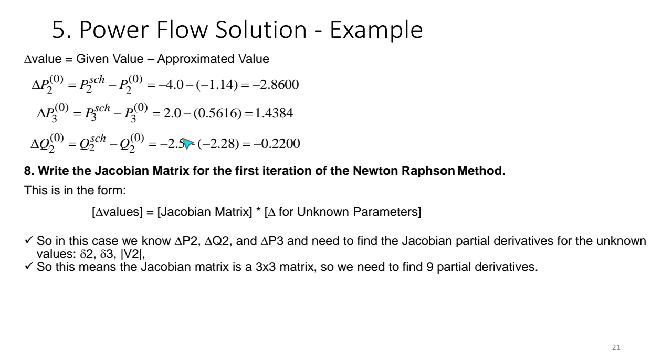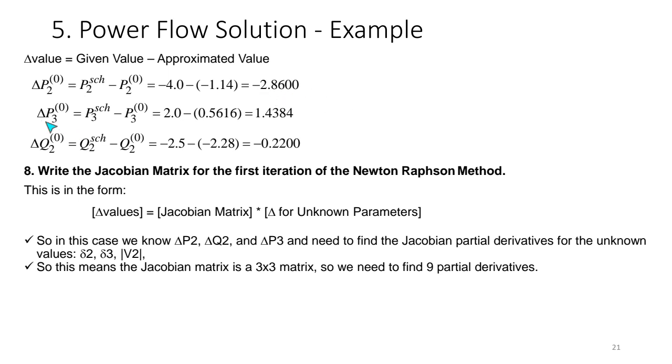So from that case, the initial values we found. What we need to do now is find the change in value. The change in value, written as delta, is equal to the given value minus the approximated value. The given value, remember your bus 2 is a load bus. It is 400 megawatt and 250 megavar. So the initial value is negative, and the 400 megawatt you can see as minus 4. Then the change in value, which we calculated from the previous step, is minus of minus 1.4. So we're getting delta P2 as minus 2.860.